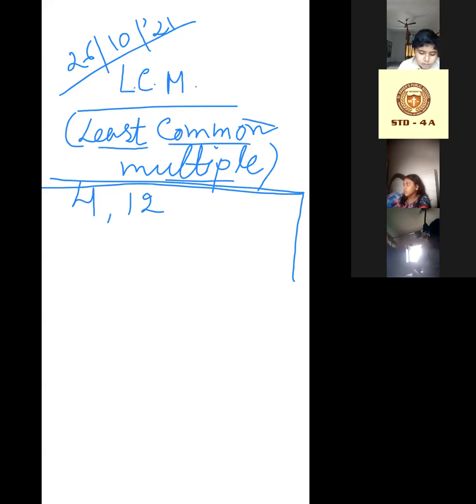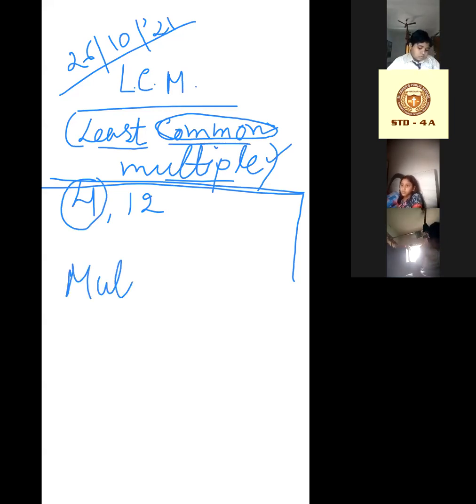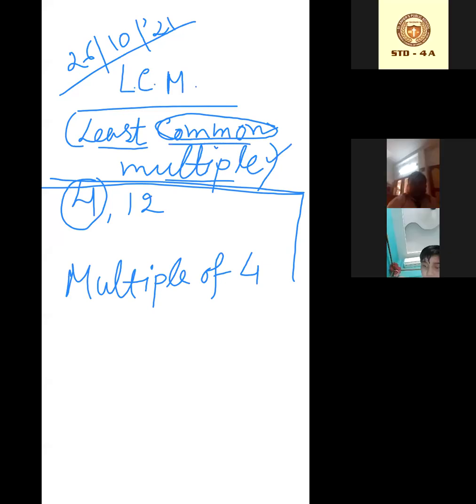Oishi, common means which one is in both. Now look at this. Multiple is given, so individually we have to find the multiple of 4. Just write, multiple of 4 means what? If we count the table of 4, that is 4, 8, 12, 16, in this way. Yes or no? That means multiple of 4 means 4.